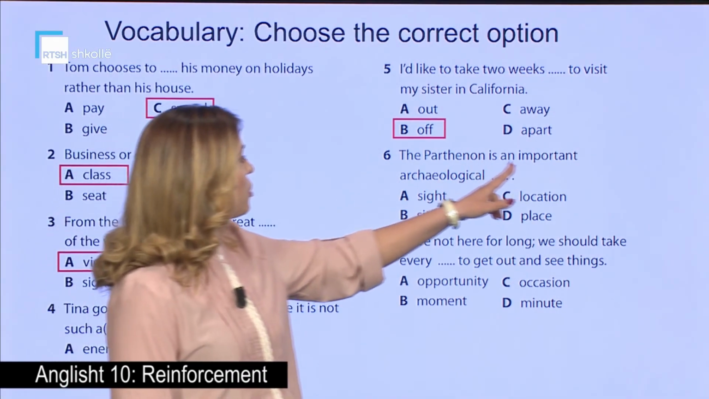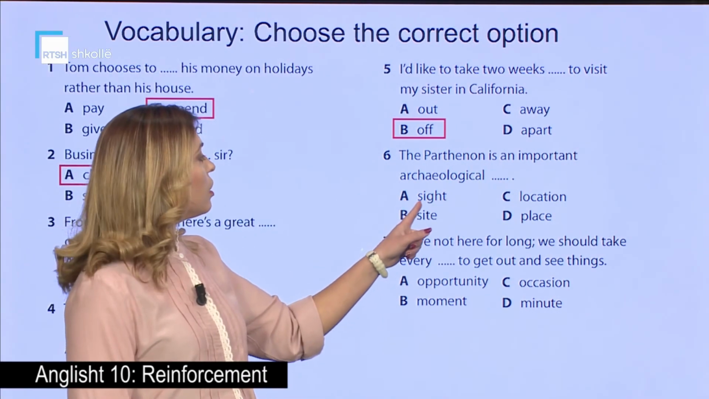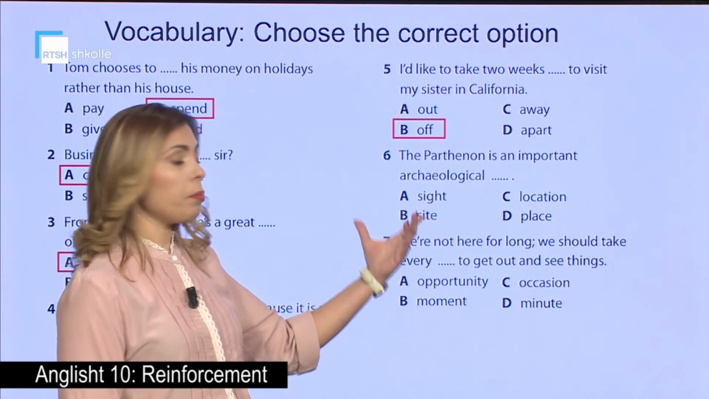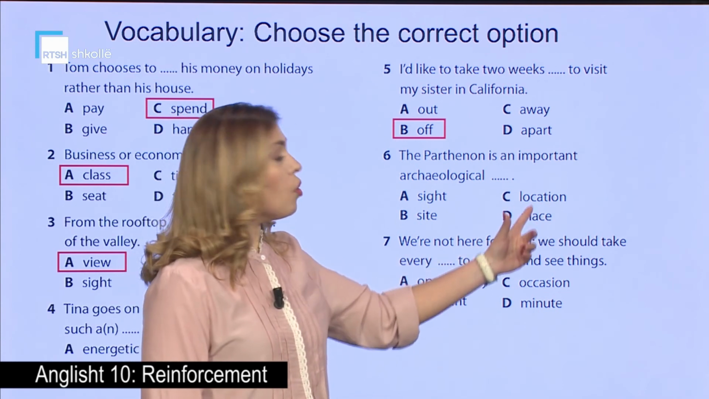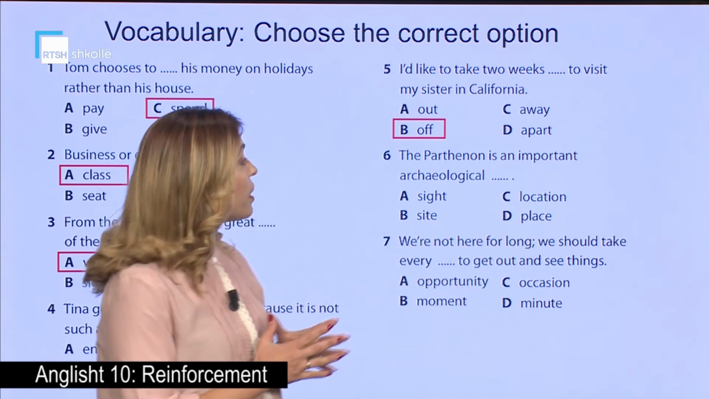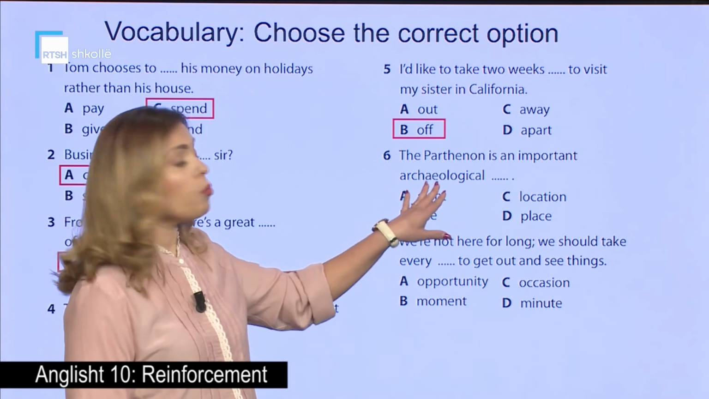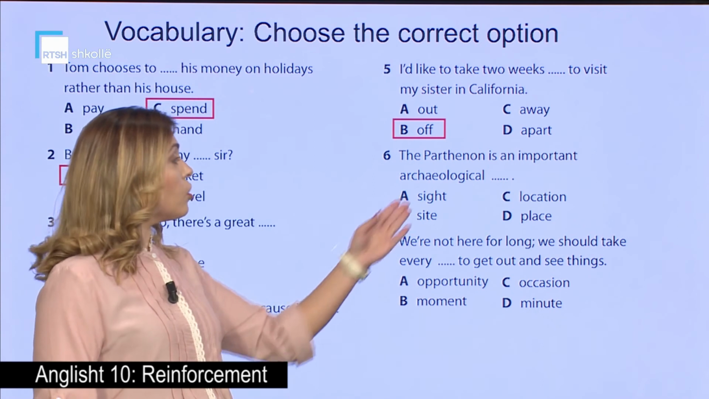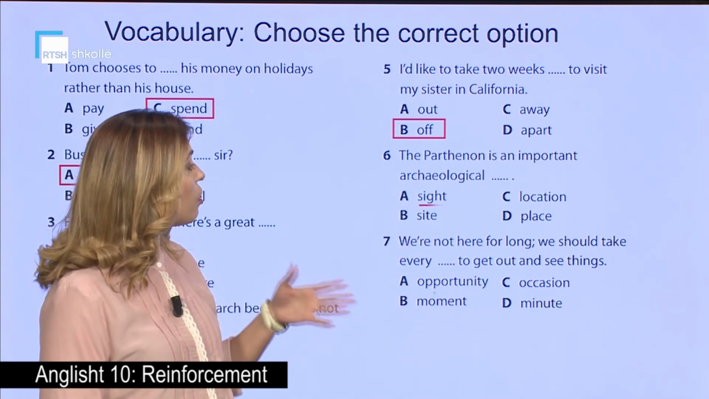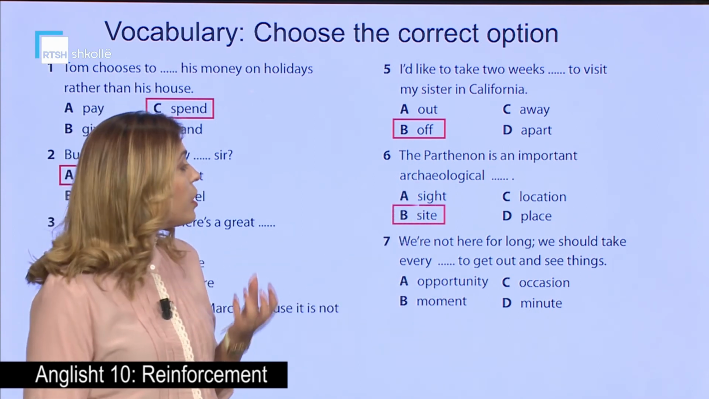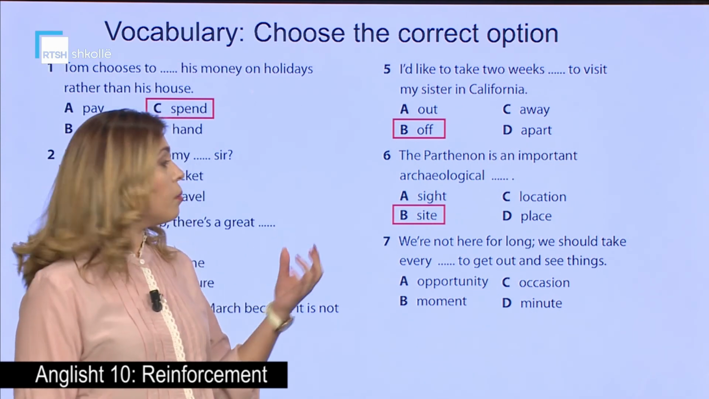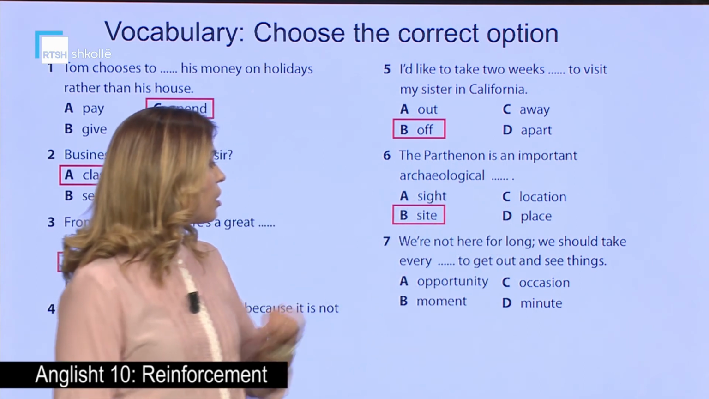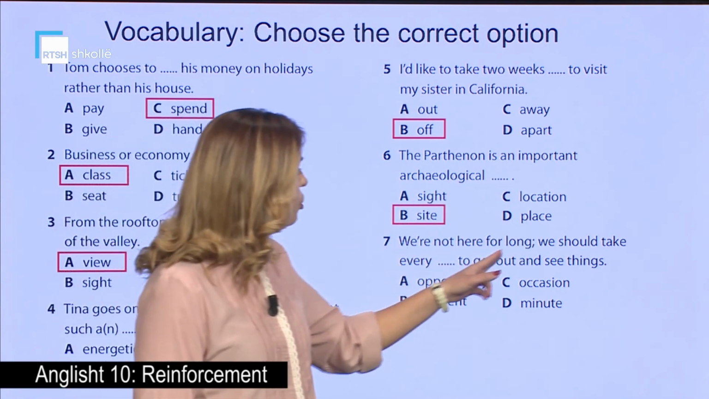The Parthenon is an important archaeological site. So what we see, site, the place, location, or place. Be careful. We've said that we need to be careful what is in front and after our missing word. So here we have, it is an archaeological site. It's a very important place to visit, but we don't say archaeological place, it's an expression. Archaeological site.